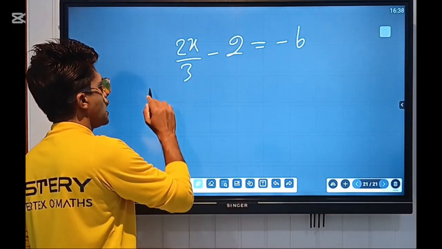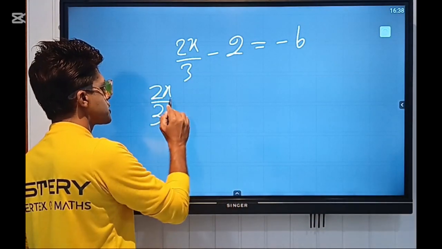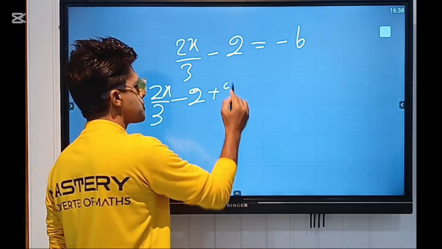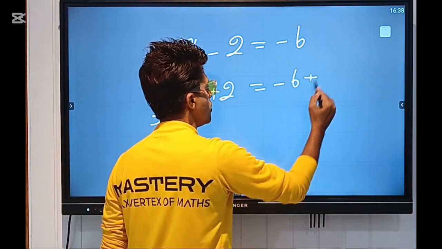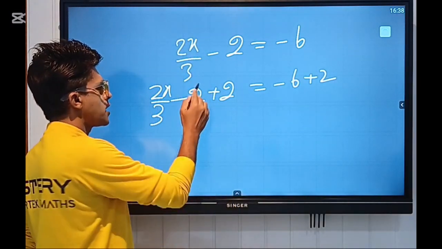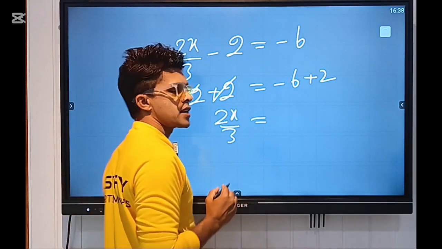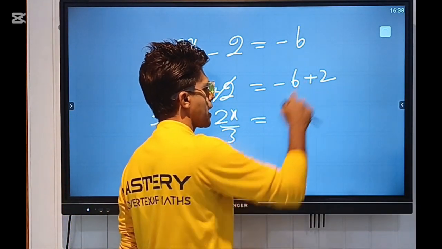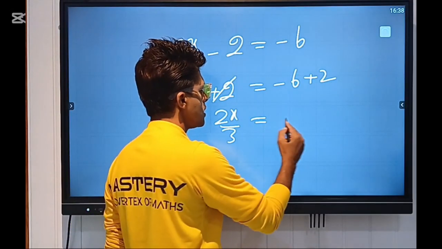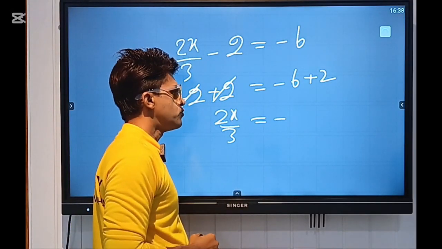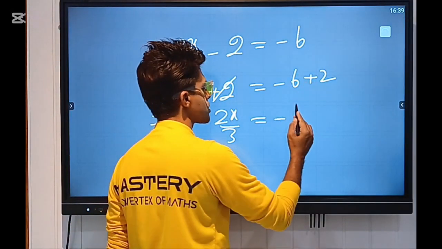Right now we could add plus 2 to both sides. So minus 2 and plus 2 cancel out. 2x over 3 equals minus 6 plus 2. Here is a negative value, here is a positive value. Then we write the negative sign, and 6 minus 2 is 4.